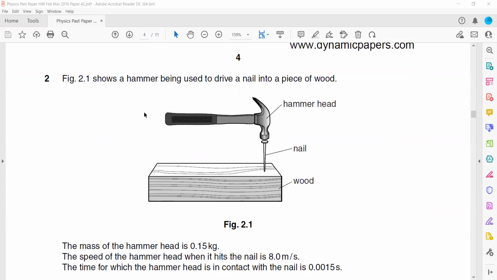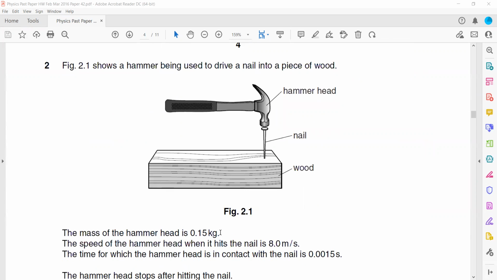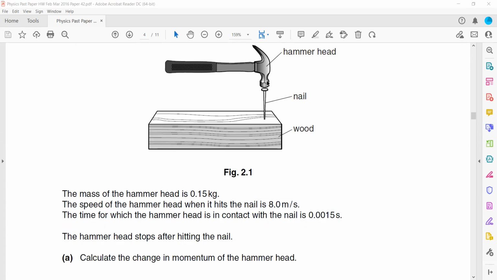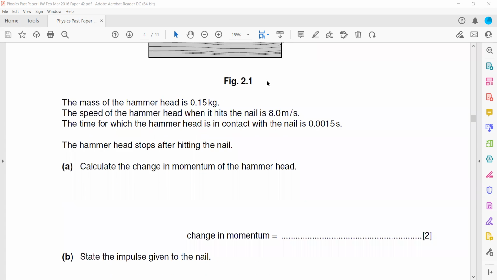So this was question one. Now question two. Figure 2.1 shows a hammer which is used to drive the nail. So the hammer head and the nail is given and the wood is there.